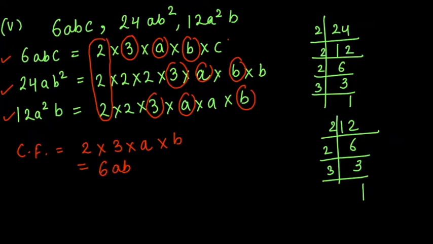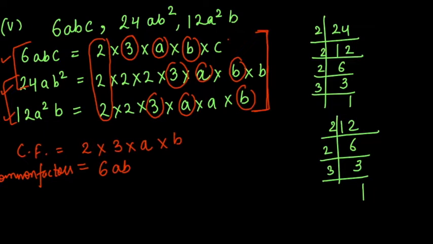So the common factors of the given terms will be 6ab. You have to see the common factors in all three terms. It should not happen that you can pair up from here or here. These common factors should be common in all given three terms. Okay.